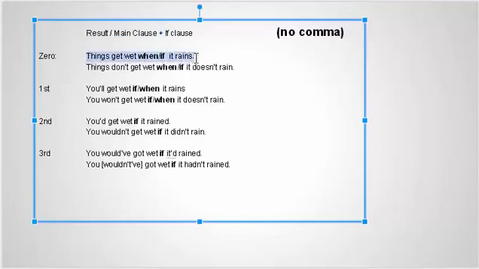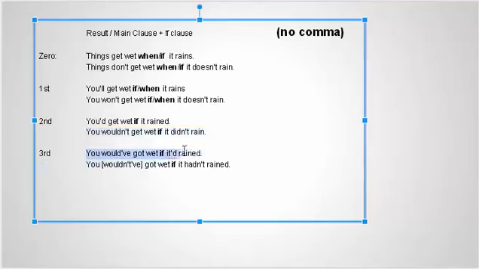Things get wet if it rains. Things get wet when it rains. Things don't get wet when it doesn't rain. Things don't get wet if it doesn't rain. You'll get wet if it rains. You won't get wet if it doesn't rain. You'd get wet if it rained. You wouldn't get wet if it didn't rain.